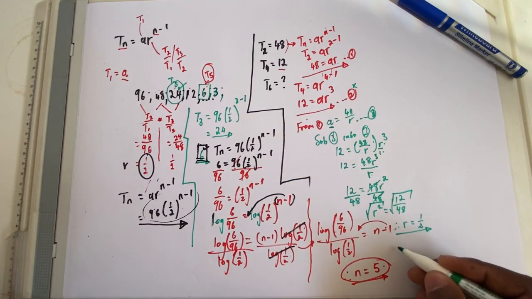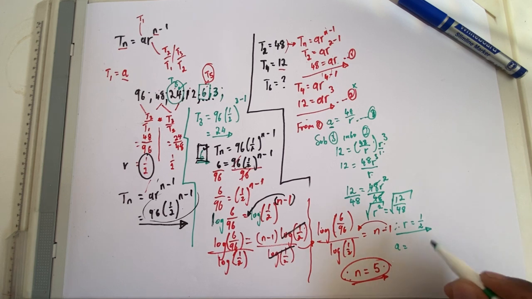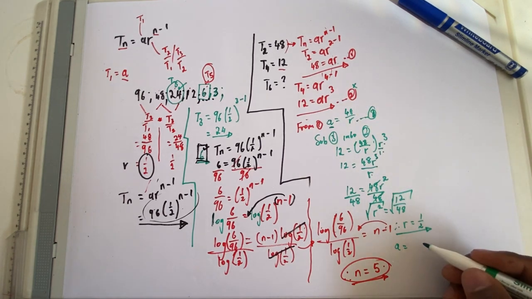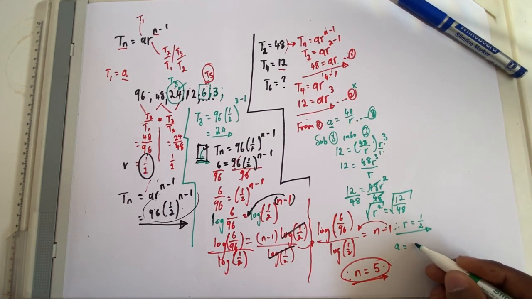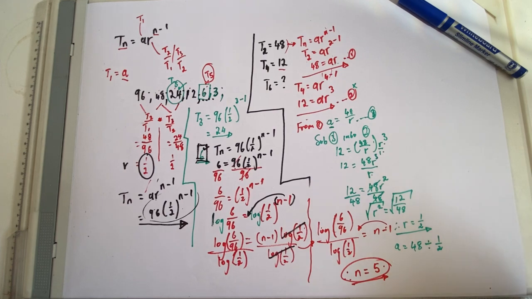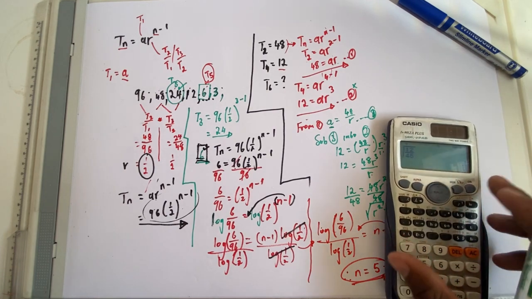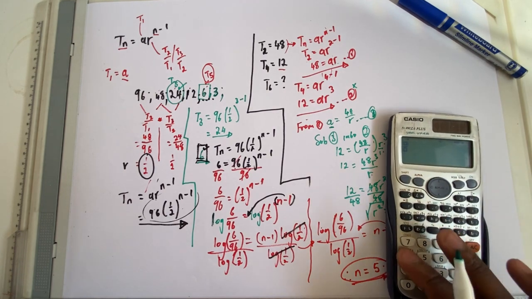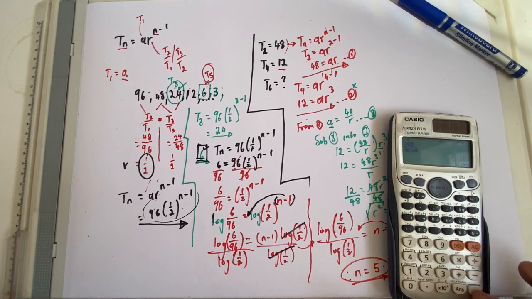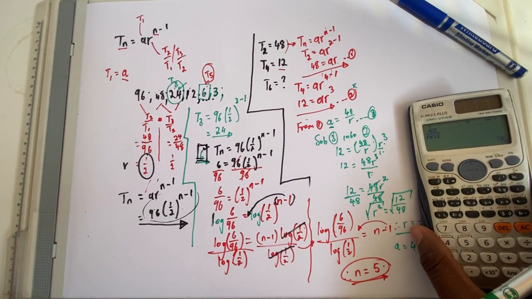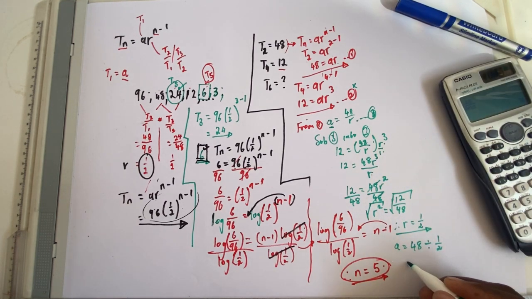So I'm going to say a is equal to, where there's r, I'm going to put half, sorry, where there is r. So I'm having 48 divided by a half. So 48 divided by the half is going to be how much? 48 divided by a half gives me 96. So therefore, a is equal to 96.